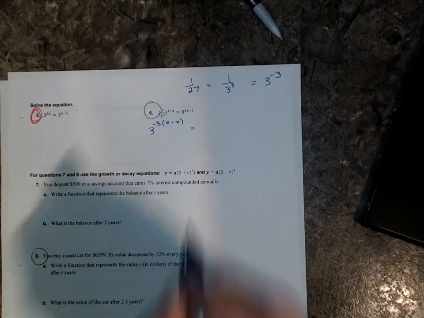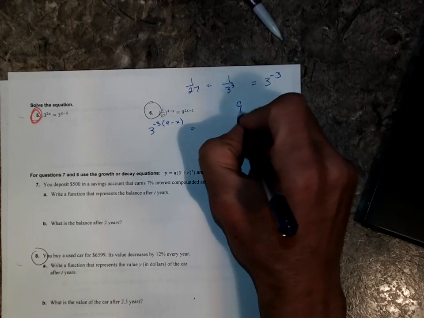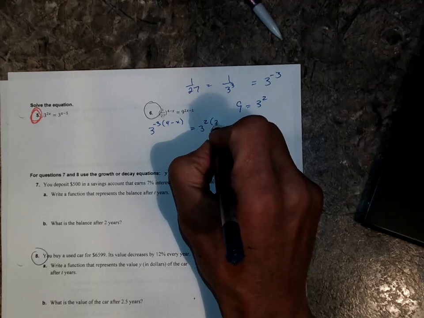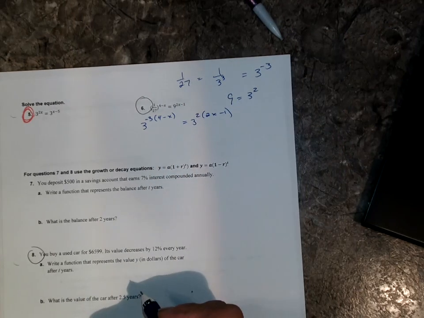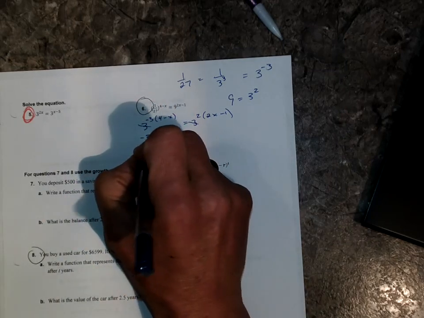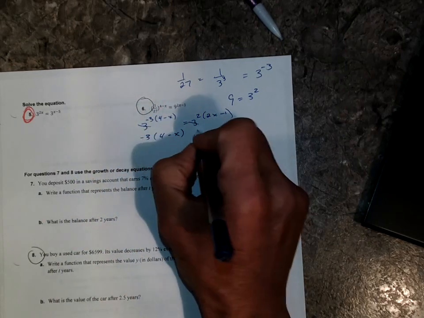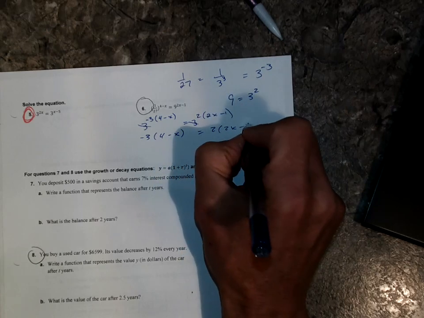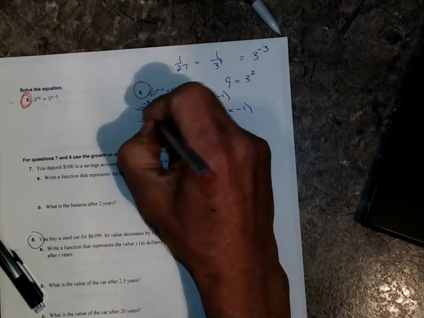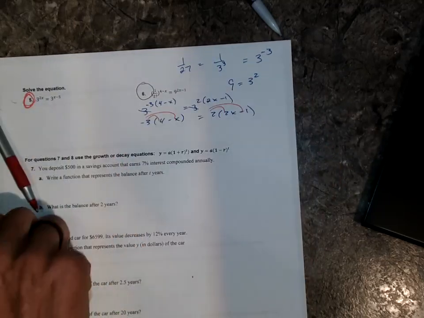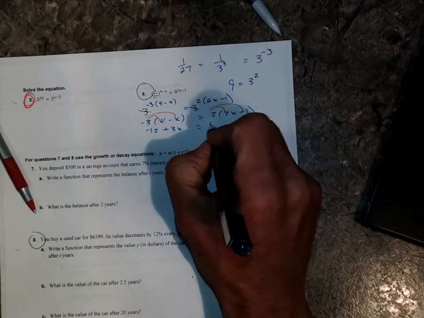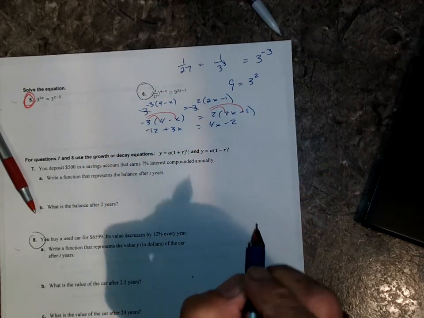Now I also know that 9, that's easy, 9 is just 3 squared, so I'll make that 3 squared times a 2x minus 1. Okay, same base, cancel. I'll have -3 times 4 minus x equals 2 times 2x minus 1. I'll distribute this times this, this times this, and I'll get -12 plus 3x equals 4x minus 2.